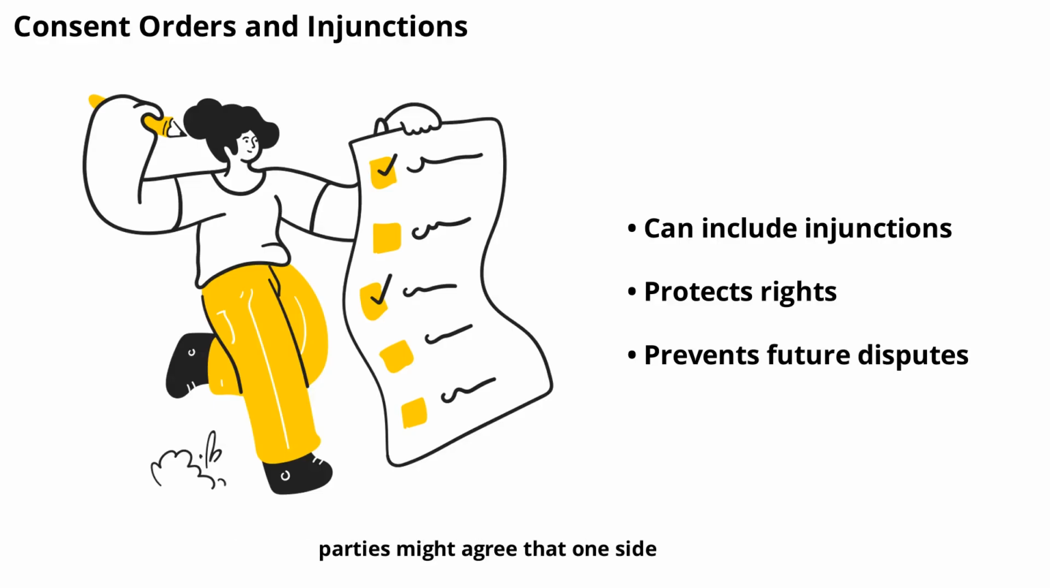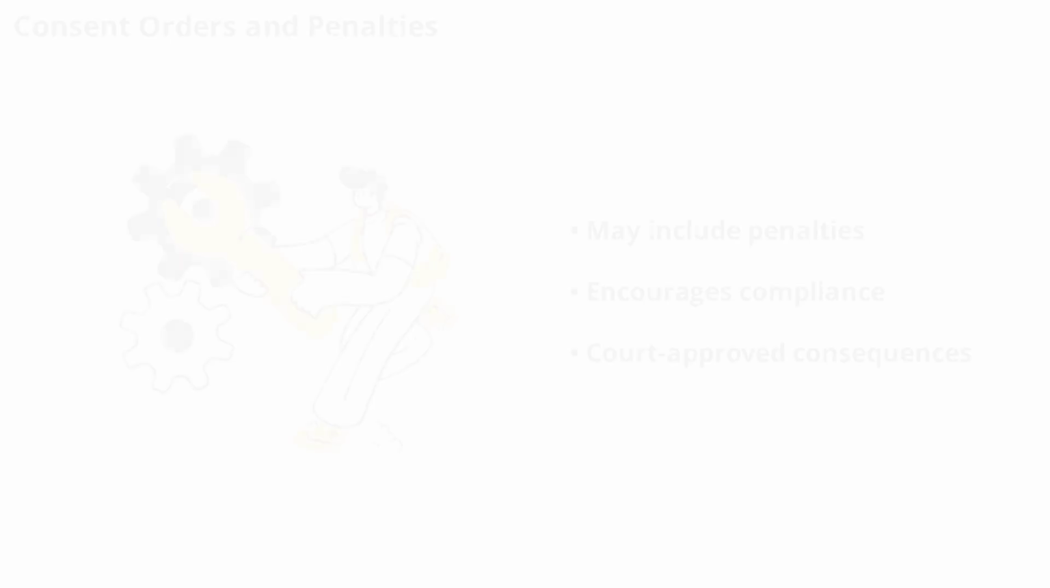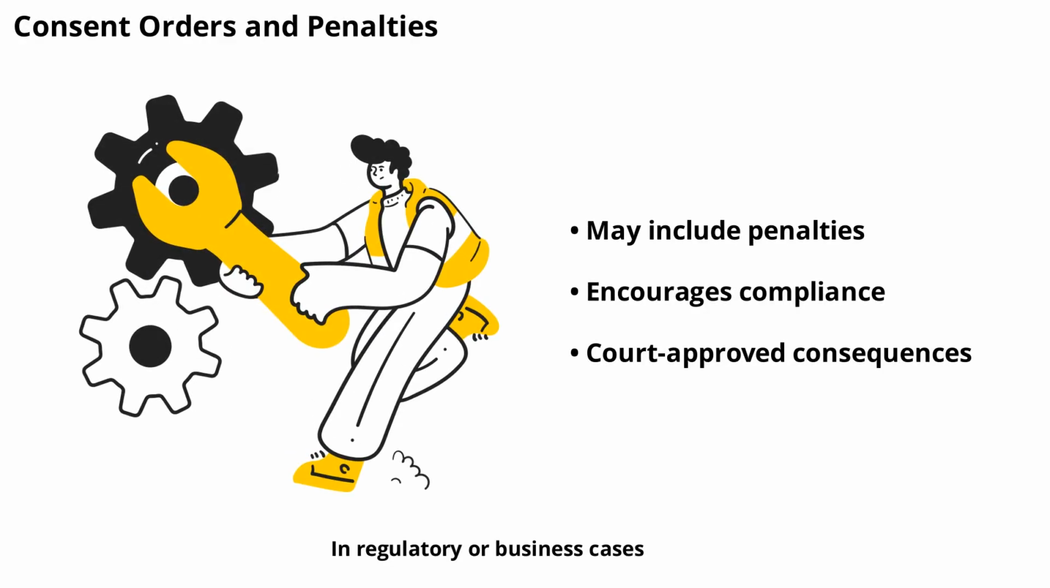For example, parties might agree that one side will stop using certain intellectual property, and the court formalizes this as part of the consent order. This provides a powerful tool for protecting rights and preventing future disputes. In regulatory or business cases, consent orders may include penalties for noncompliance. These penalties are agreed upon by the parties and approved by the court. This ensures that there are real consequences for failing to follow the order, which encourages compliance and accountability.